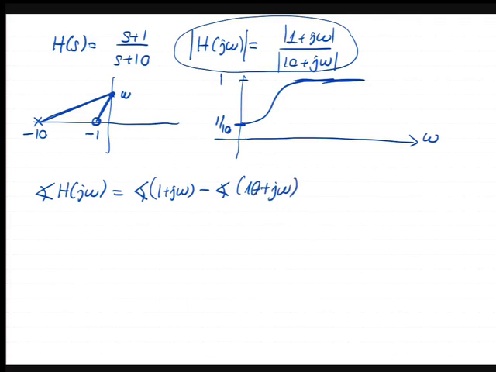So what is the angle of 1 plus j omega? It's this angle. And the angle of 10 plus j omega is this. If you remember your high school geometry, the difference between those two angles is really this angle. Okay? So as I move along omega, at which point is the angle 0? Because they are both aligned, there's no angle between them, and omega is 0. Starting at 0, how is that going to change as I walk up the imaginary axis?